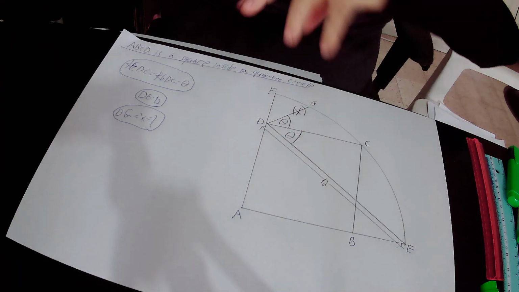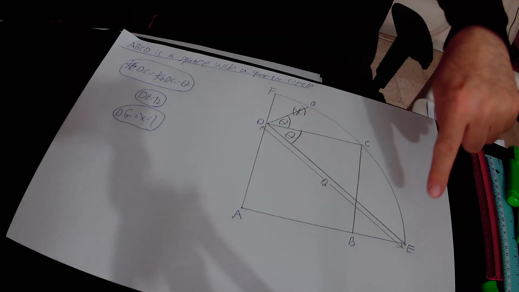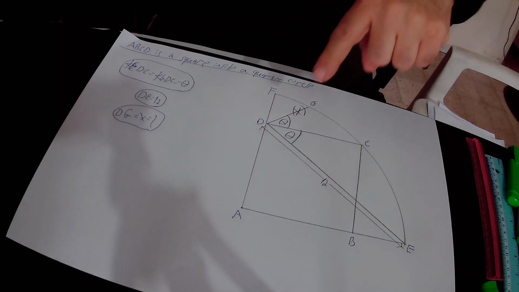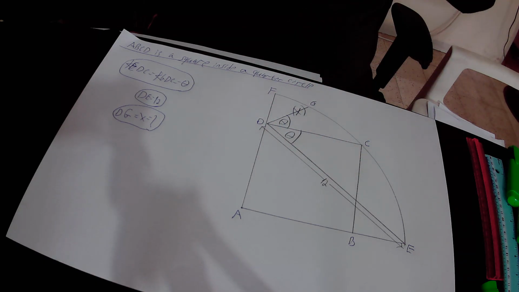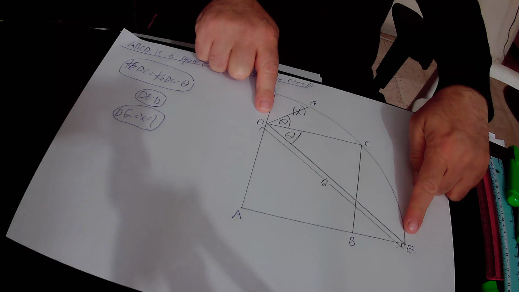Hello, in this lecture we find out the value of x. In the drawing we have a quarter circle, AFE is a quarter circle. Inside this quarter circle we have square ABCD. In addition, we know that line segment BE is equal to 12 units in length.